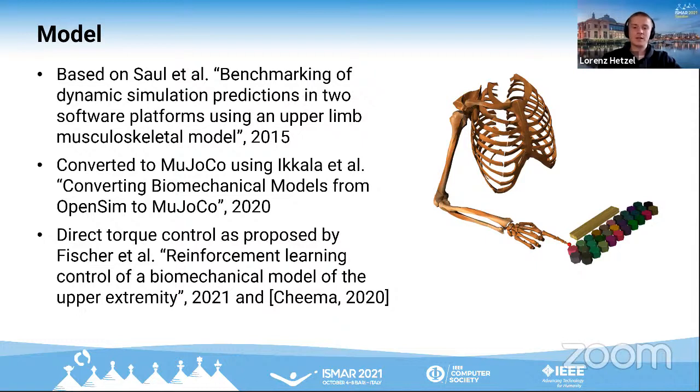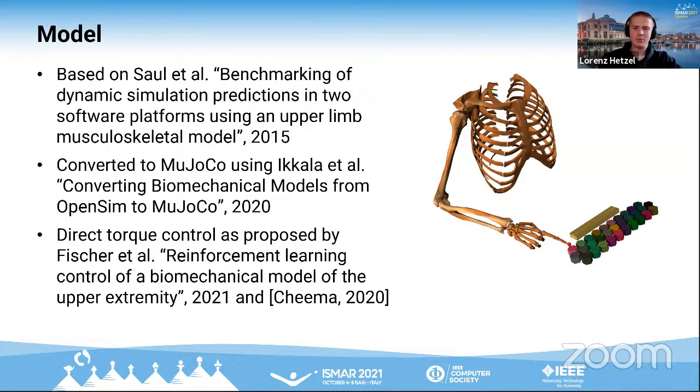But the problem is that it's also very slow and not very well supported. So we actually use a version of the model that was converted to the MuJoCo physics simulator, which is very fast and commonly used in reinforcement learning. And lastly, the original model has 50 muscle compartments. So essentially, if you come from a mechanical engineering background, they are basically linear actuators, which make the control problem basically impossible to solve using reinforcement learning.